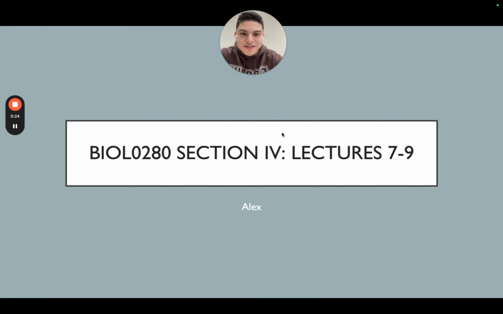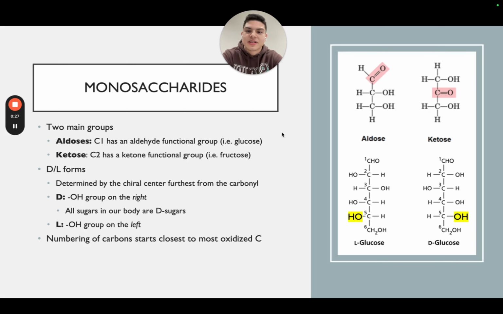So let's do this. For lecture 7, carbohydrates, specifically, we're talking about monosaccharides. There are two main groups that we can categorize all monosaccharides. The first one is aldoses, which just means that we have an aldehyde, as demonstrated here on this diagram to the left. And the next one is ketoses, which have a ketone, as shown by the name right here.